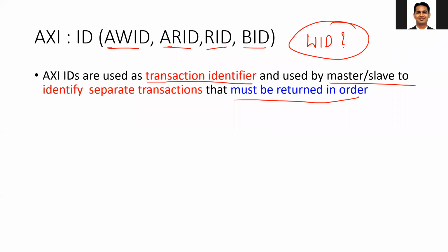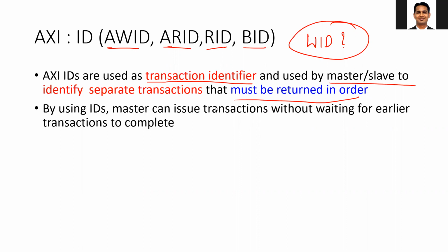Okay, so you can have the same ID for multiple transactions, and you can have different IDs for multiple transactions. So how to use this? By using the ID, the master can issue transactions without waiting for earlier transactions to complete.